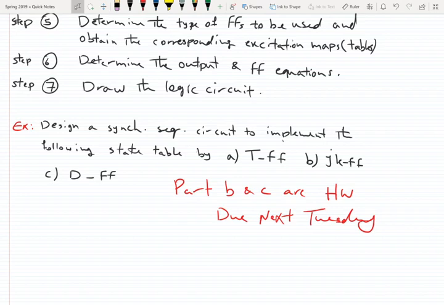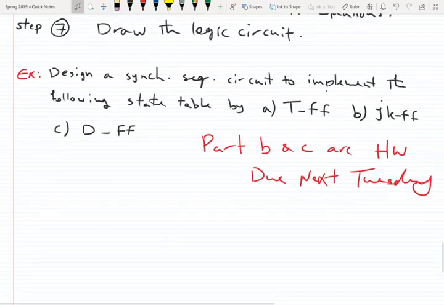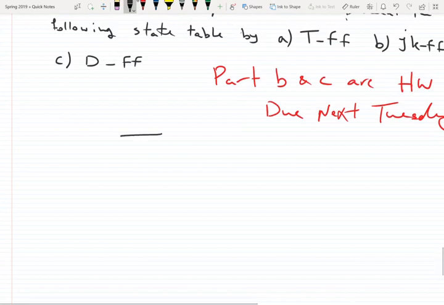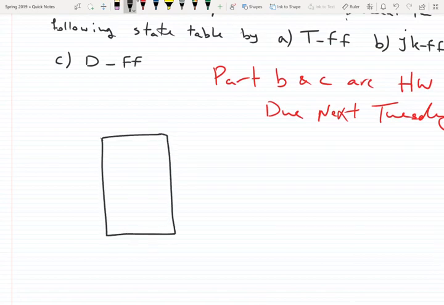So parts B and C are our homework. Let's go ahead and solve part A together. So the first thing we need to have is the table. The table is here. So this one is the table. Don't forget to submit the homework, okay?